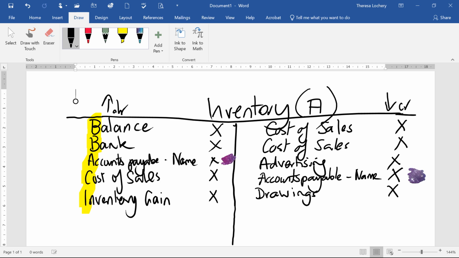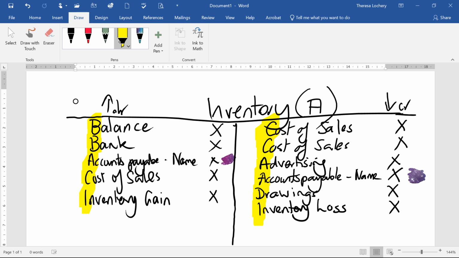Drawings, if the owner takes it out for personal use because of the entity assumption, you know it's going to decrease the inventory. And just like the other side, you're either going to have an inventory gain or an inventory loss. If it's a loss, it goes on that side. Same thing as before. How are you going to remember all the entries? Caddy. You've got a caddy to carry stuff. It's going out. So that's how I'm going to remember my inventory.